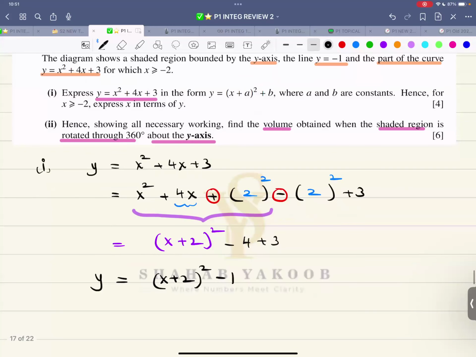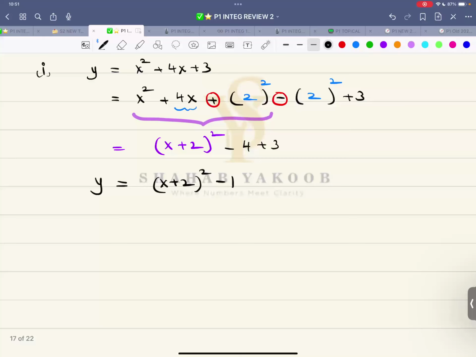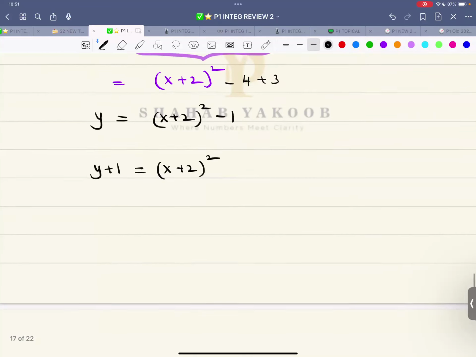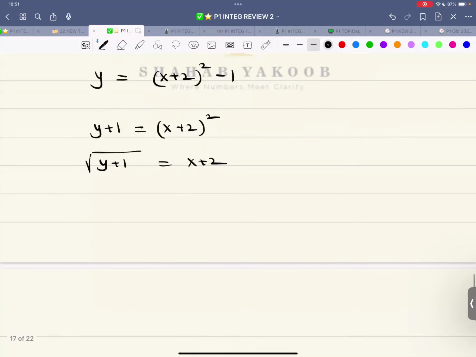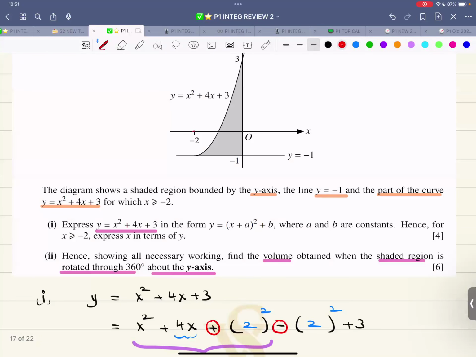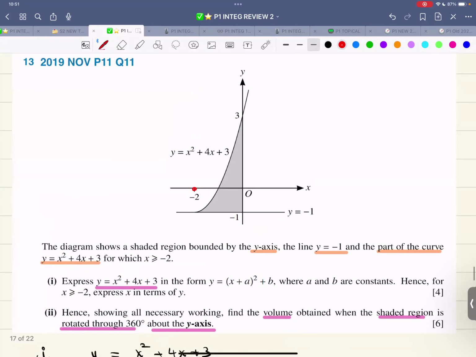That is the first thing. And then it says, hence, express x in terms of y. So therefore, y plus 1 equals (x plus 2) whole squared. And the square root of y plus 1 is x plus 2. And x equals the square root of y plus 1, minus 2. Now, some people can ask this question, why have I given it a positive sign? Because we are going to the right of the turning point. That is the turning point.